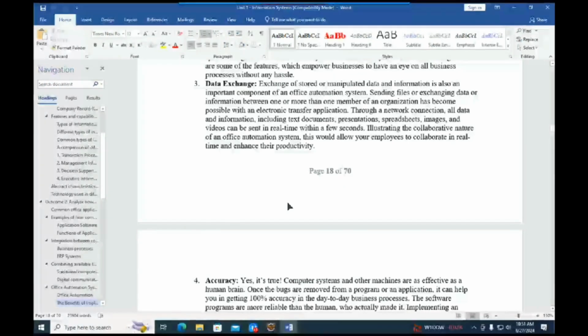Number three, there is data exchange. So the data that is installed in the system that is manipulated, now it is possible for us to send files or exchange data or information from one member of an organization to another just through electronic transfer applications. So when we have a network, then all the data and information that includes the various documents that are in there, when we talk of text documents, presentations, spreadsheets, images, and videos, you can send them in real time, and that happens within a second. Instead of you moving from your office to another office to submit a hard copy document, you can send that document through the network and it arrives in that particular department. And that is what we call data exchange.